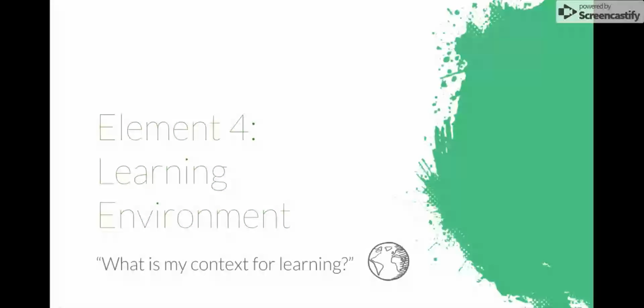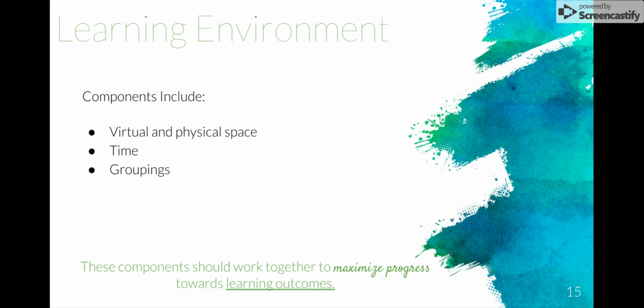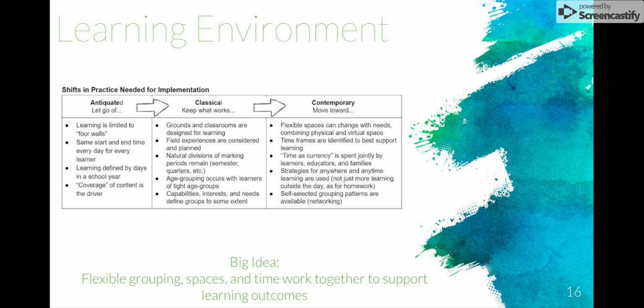The fourth element is the learning environment. So students are asking, what is my context for learning? This includes spaces both inside and outside of the classroom, flexible scheduling and grouping. Students are grouped based on needs, interests, goals, and the support of field experts. And we want our students to be able to self-manage here.